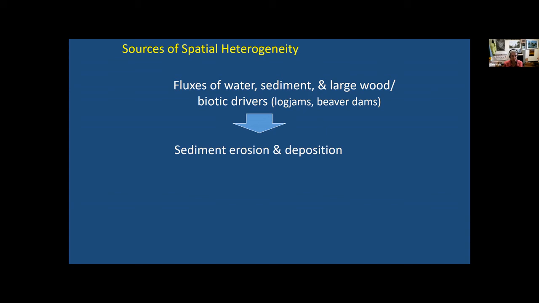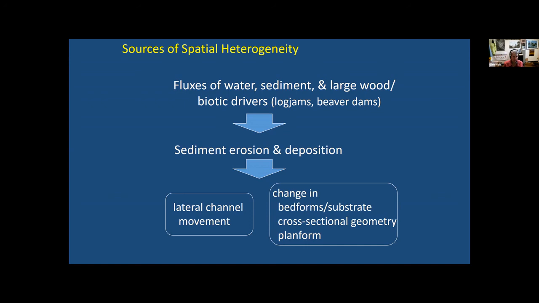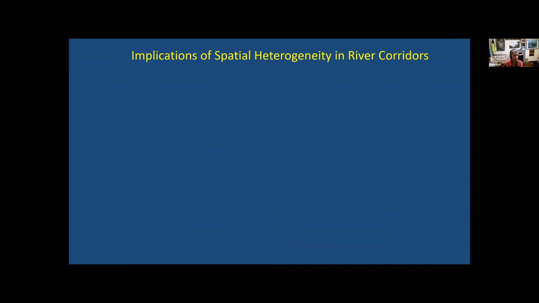And typically in the context of lateral channel movement or changes through space and time, and things like bed form, substrate, cross-sectional geometry, and plan form. Okay, so what? Natural rivers are not uniform and homogeneous. Does it make a difference? It does. And I'm just going to go briefly through a few examples of why it does. First one, habitat abundance and diversity.